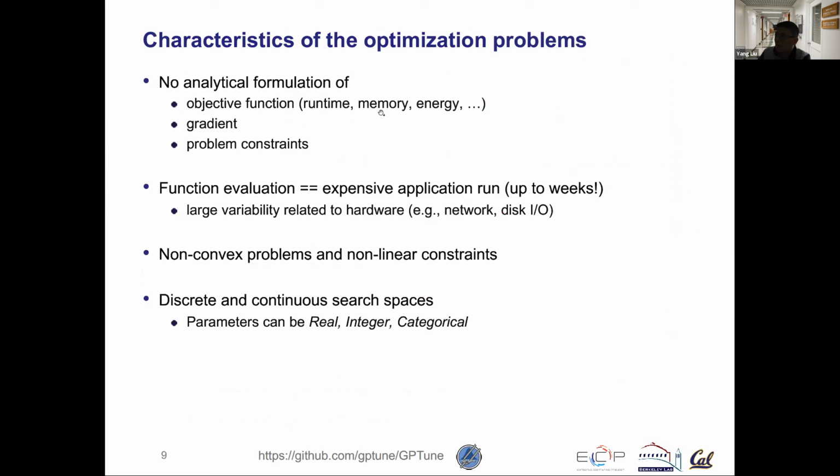So these are some characteristics of the objective function of interest. First, since it's a runtime or some statistics from running a real code, we don't have an analytical form of the objective function. Also, meaning we don't have the gradient information, and the function evaluation can be very expensive, it's non-convex, and can have complicated forms of constraints. And also the tuning parameter space can consist of real-valued parameters, integer-valued ones, or categorical ones. So this is a very complicated tuning task.